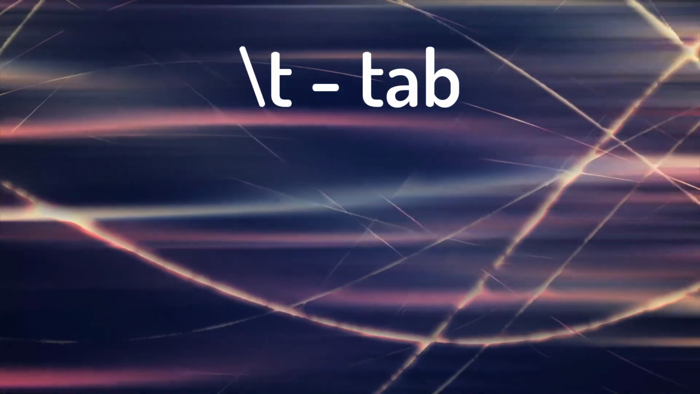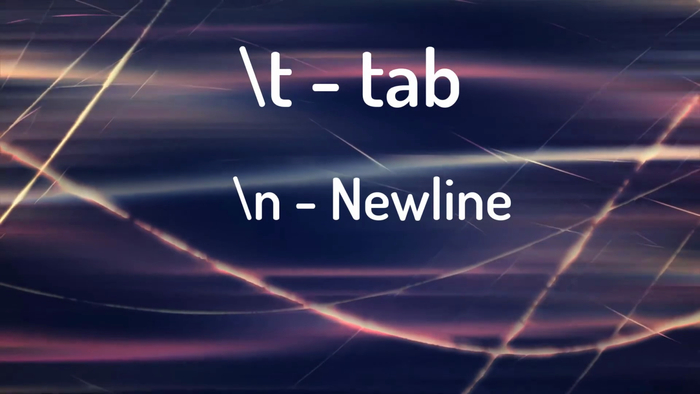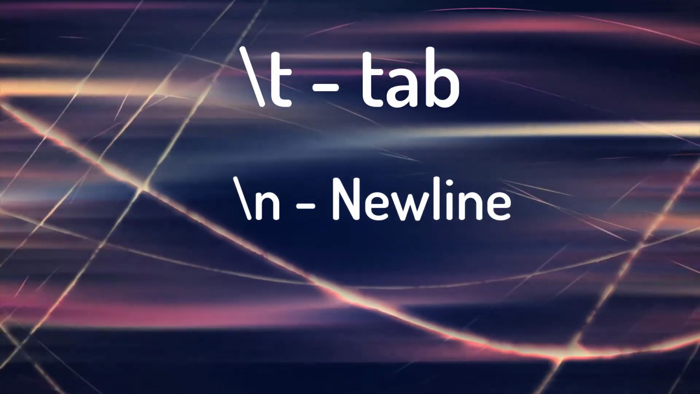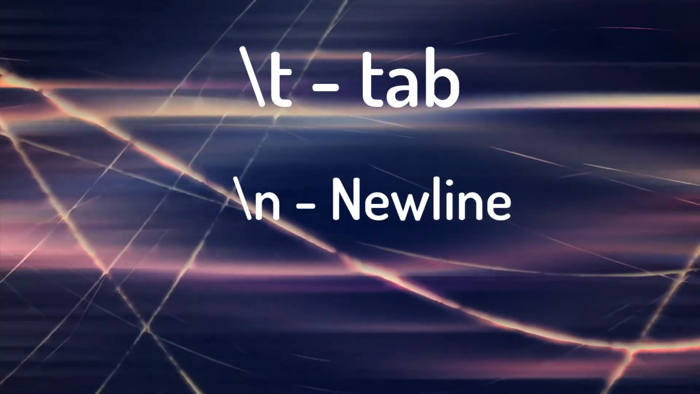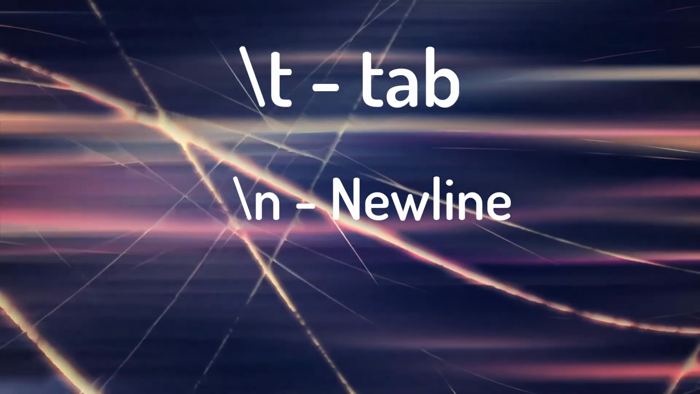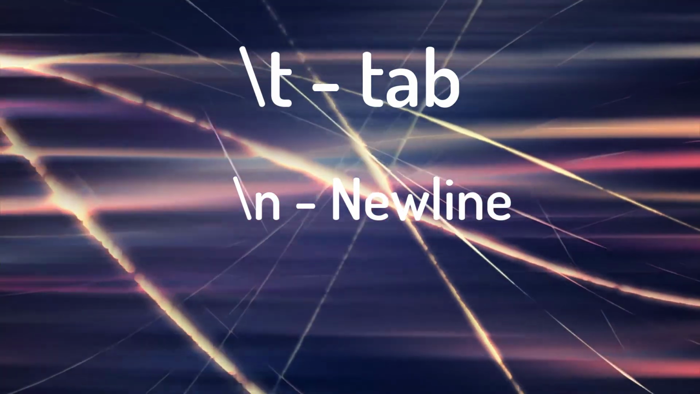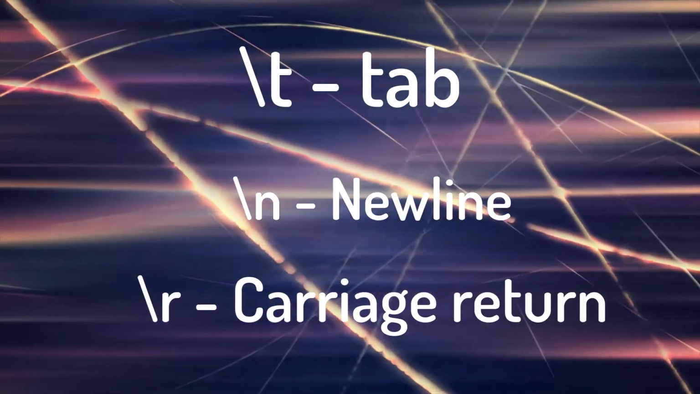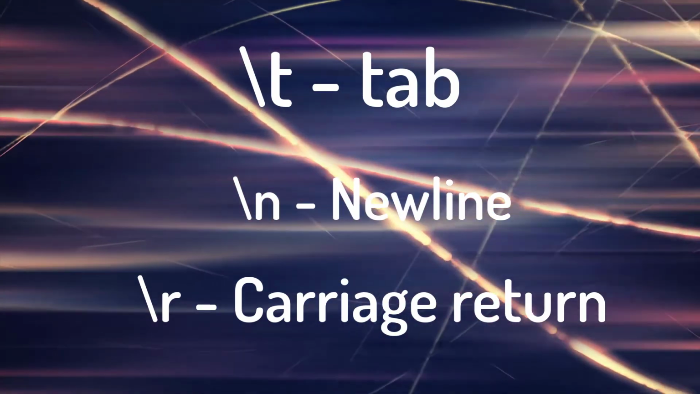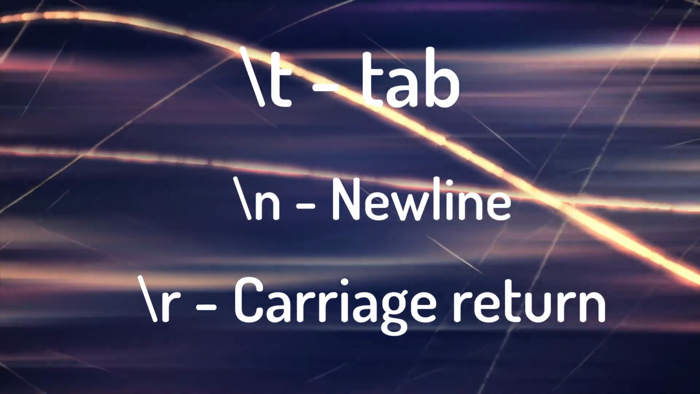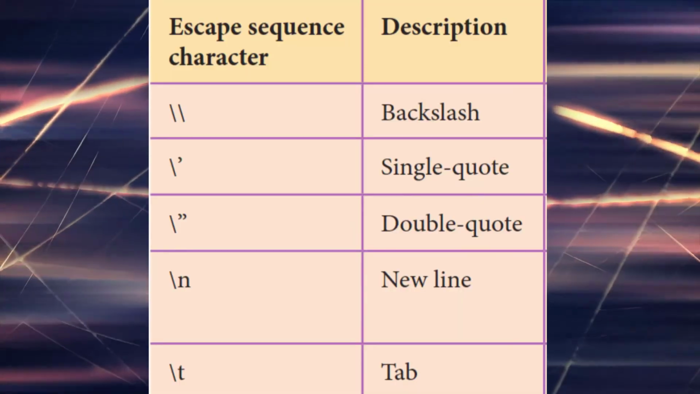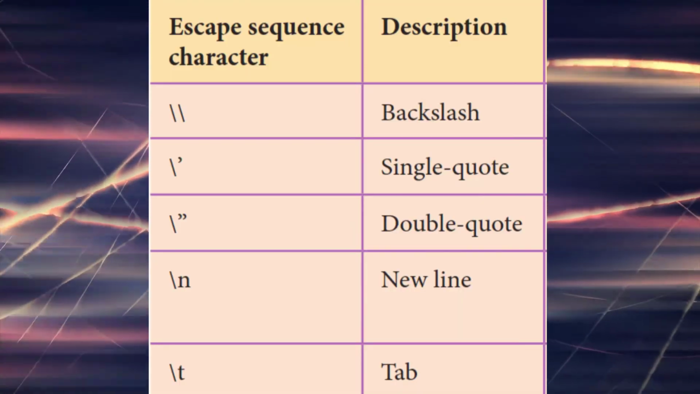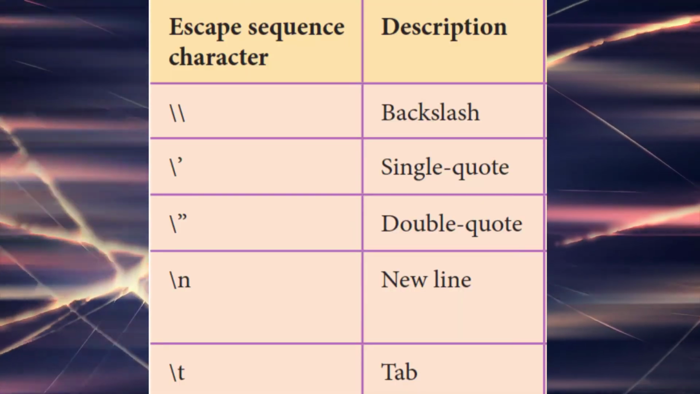Similarly, when we use \n, it means a new line. So whenever we give \n in a program, the output will be given in the next line. And \r is a carriage return. So it is equal to an enter key. The various escape sequences that are used in Python are shown in the diagram.